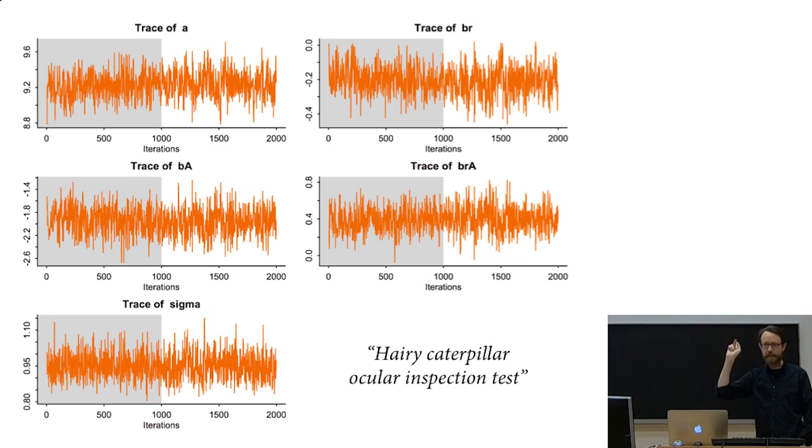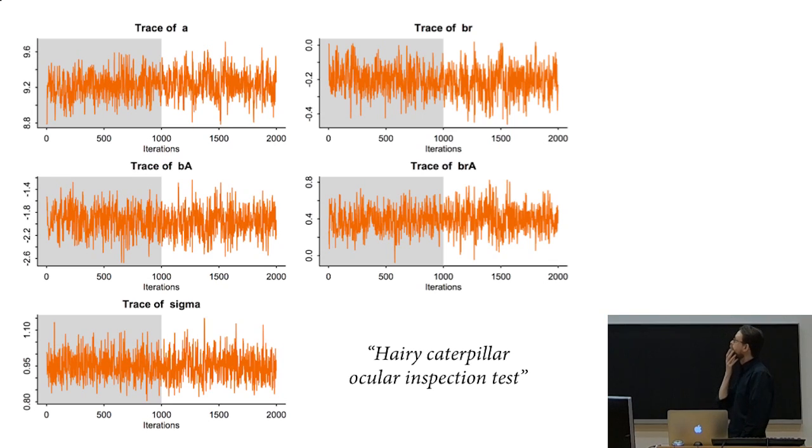Does this make sense for now? In my experience, most people have seen Markov chains before, and no? Okay, well, welcome to the club. This is what you're looking for. This is a very healthy chain. This is what you want to see.